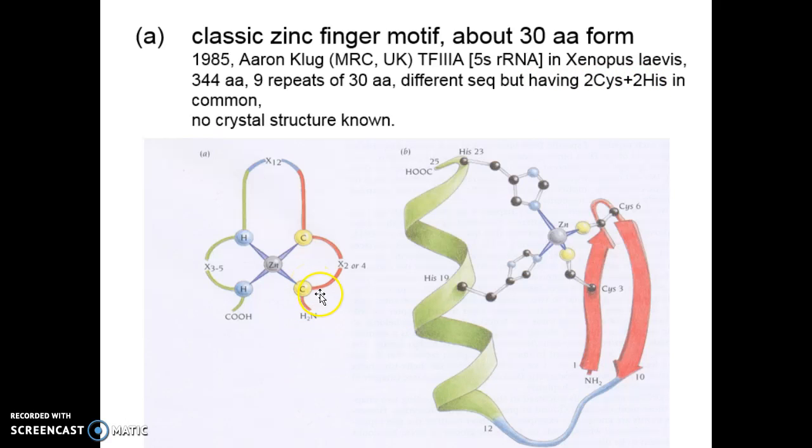The number of residues between the 2 cysteines is 2 or 4, between cysteine and histidine is 12, and between the 2 histidines is 3 to 5.